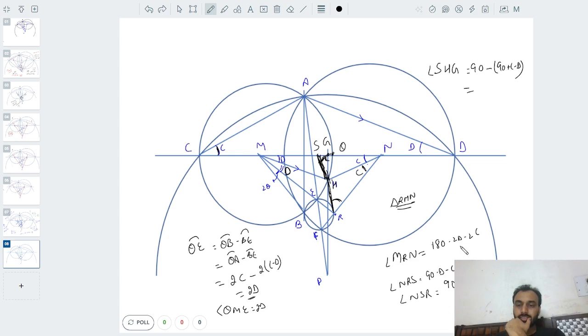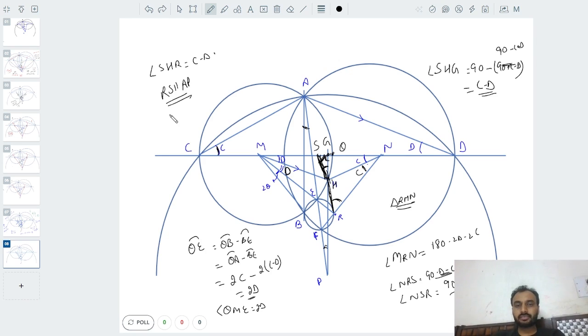MRN is 180 minus 2D minus 2C, so it is 90 minus D minus C. Then we use triangle NSR to find out this angle. So we say it is 90 minus D minus C plus C, that is 90 minus D plus C. Okay, so NSR is 90 minus C plus D. So if we subtract this angle, we get C minus D. So that is correct. If this angle is C minus D, it means angle SHG is C minus D. That is the same angle as this one as well as this one. So you can say RS is parallel to AP.